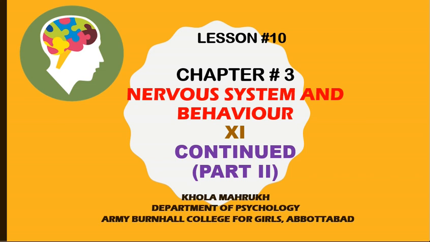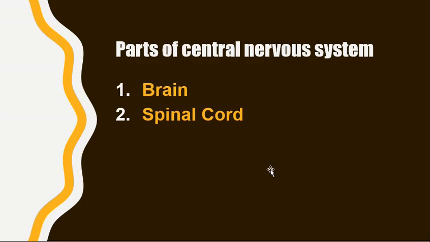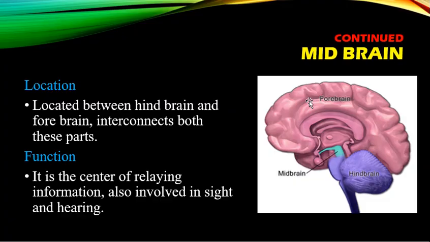As you know, we are going through chapter number 3, nervous system and behavior. In the previous lecture, we learned about the forebrain. Now, this is the continuity of the previous lecture number 9. We are going to read about the other two parts of the brain, the midbrain and hindbrain. Okay? So, let's continue.